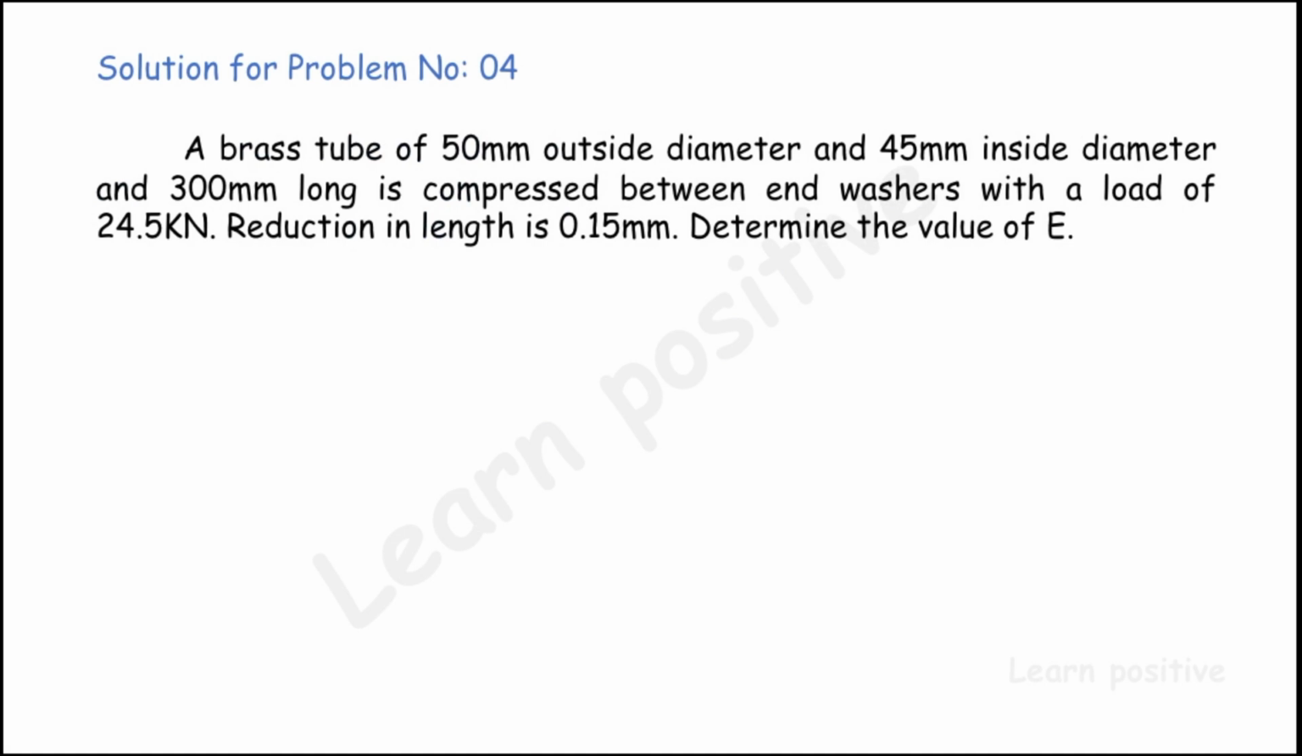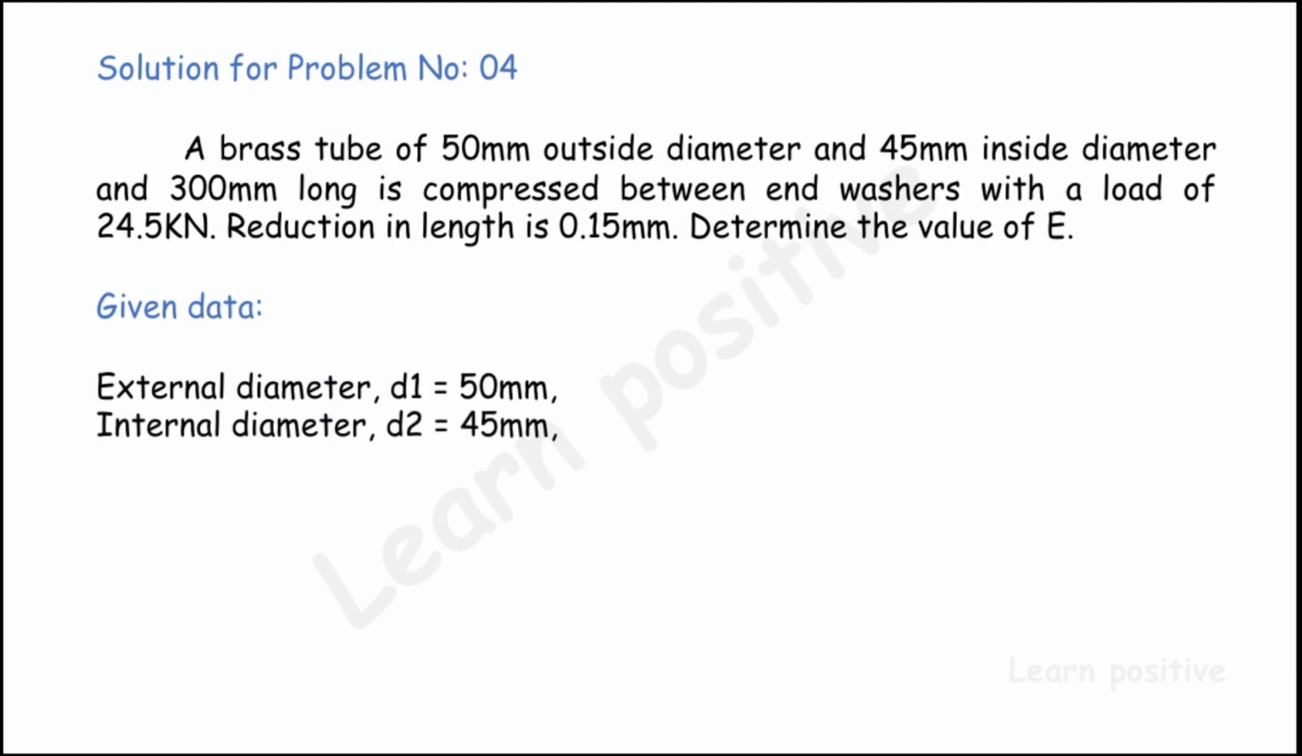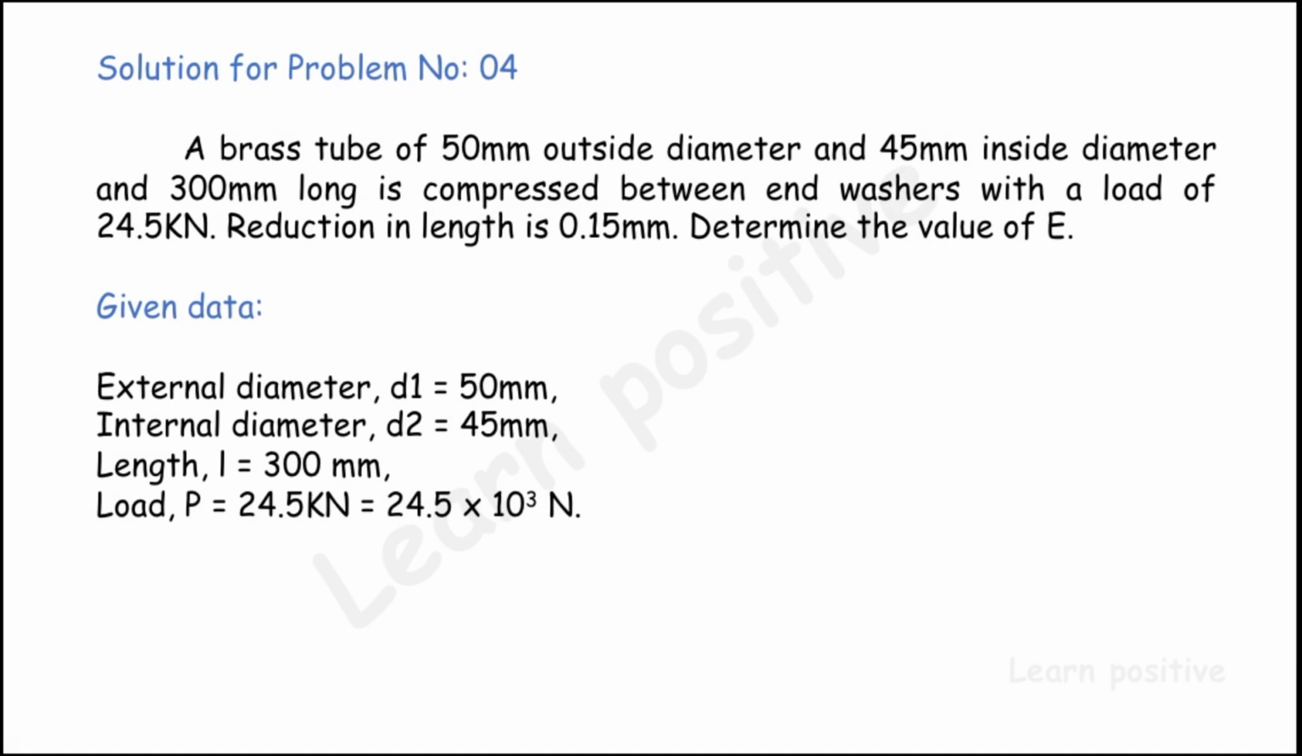Now I am going to take the given data one by one. The given data is external diameter, that is D1 equal to 50 mm, and internal diameter D2 equal to 45 mm, and length of the brass tube, that is L, equal to 300 mm, and the load given to compress the brass tube, that is capital P, equal to 24.5 kilonewton. We have to convert the kilonewton into Newton. For that I am multiplying by 10 to the power of 3. So 24.5 into 10 to the power of 3 Newton.